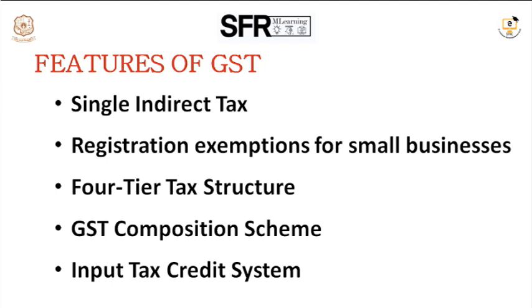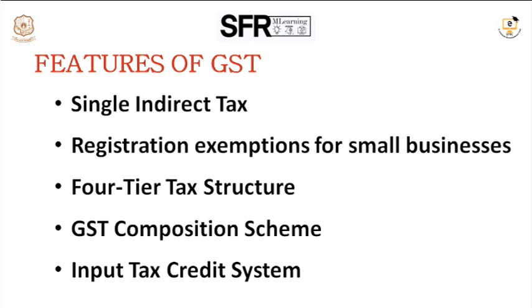Apart from this, there is also 0% tax, that is nil rate, which is followed for some essential goods, and also special rate tax, that is 0.25% and 3%, imposed on luxury goods like precious stones and jewelry. So, depending upon the tier system, that is rates, the business people can easily follow the GST method.